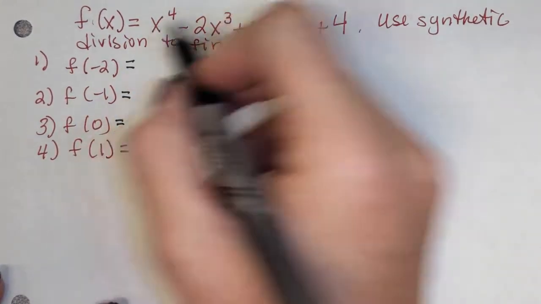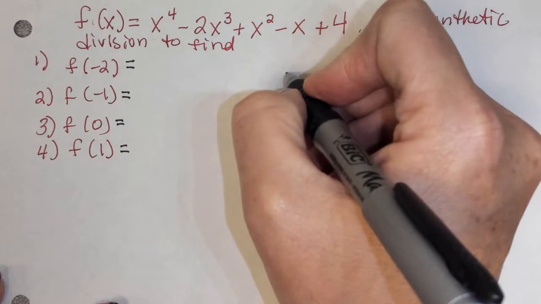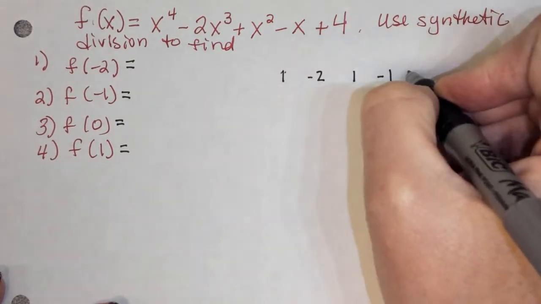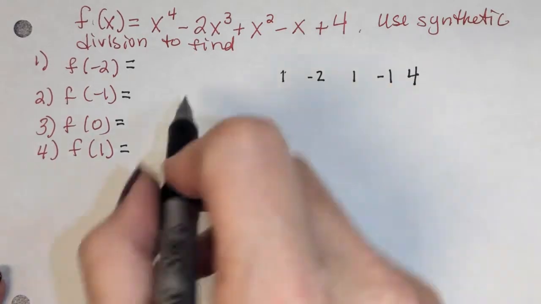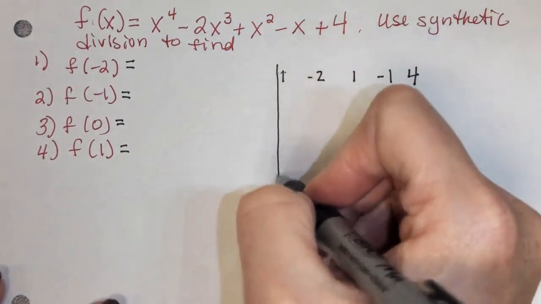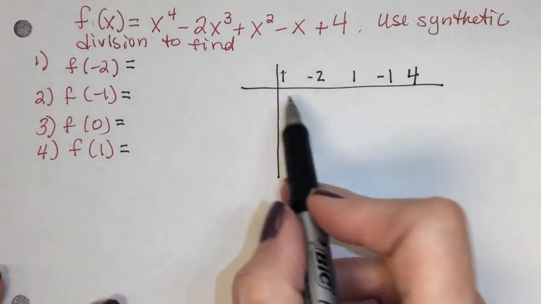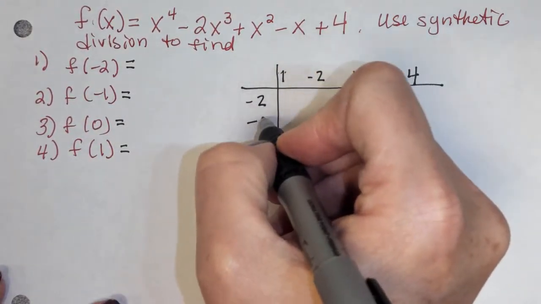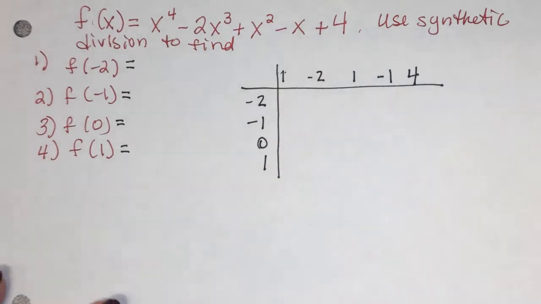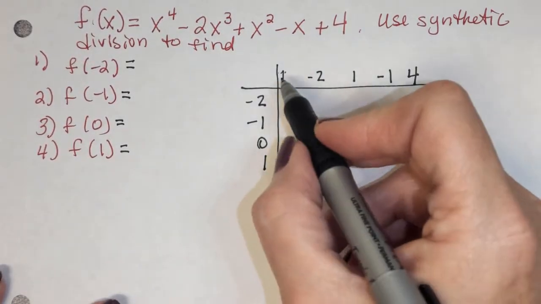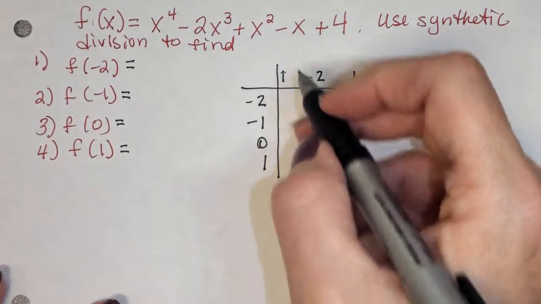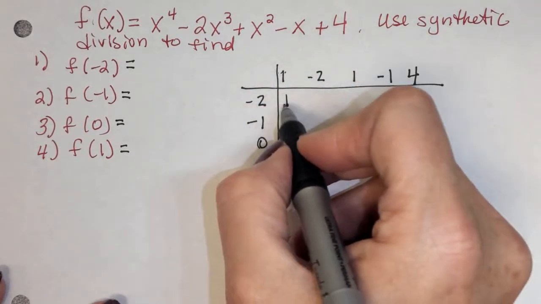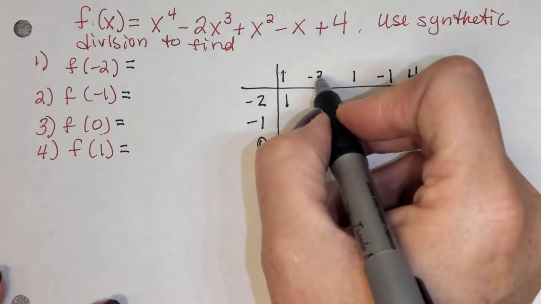I want to have the coefficients of my polynomial. So I'm going to have 1, -2, 1, -1, 4. Just watch. You don't need to do anything else. Here I'm going to make a chart, and I actually want to do the synthetic division for each of these numbers. -2, -1, 0, 1. When we're doing this, the first thing we do with synthetic division is we bring down this number and we get 1. Then we multiply. -2 times 1 is -2, and I add it to this.